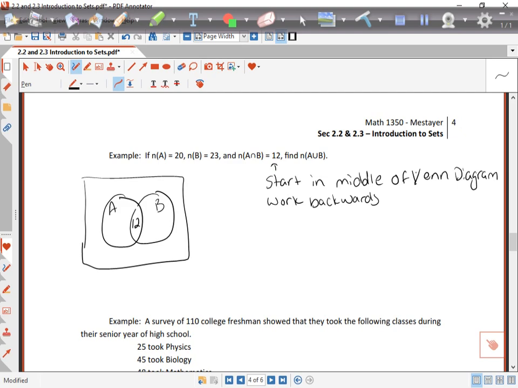I'm going to look at B here. In B, we have a total of 23 elements. But in our Venn diagram, we already used 12 in the middle, so I'm going to subtract that out. 23 minus 12 gives me 11. So that means I have 11 elements in B. If we add those up, 12 plus 11 gives us 23, our total. In A, we have a total of 20, but we used up 12 for the middle, so I'm left with 8.